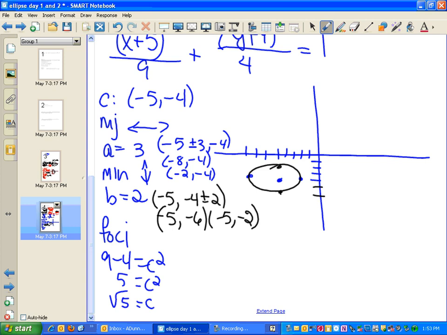Now my focal point, it's going along which axis? Because it's the major axis, right? So we're going to add it along the x. So that means I'm going to take the -5 and I'm going to add and subtract square root of 5, right? And then I'm going to say, but the y value is -4. So what's square root of 5 approximately? Just 2? Okay, so we went a little bit more than 2, right? So we're going to go left a little more than 2 and right a little bit more than 2.